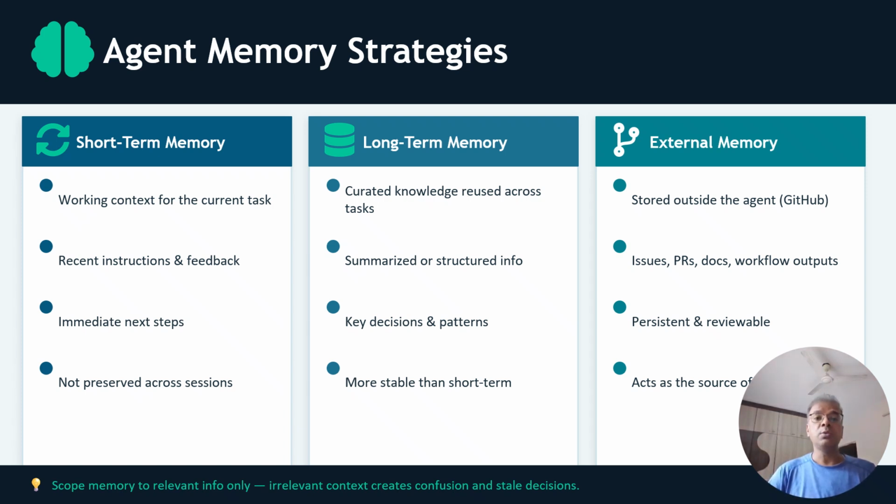So what is the key rule here? Do not flood the context with irrelevant information. As the saying goes, garbage in, garbage out. If you provide lots of irrelevant information, then the output will be bad. So you should not flood context with irrelevant information. It causes stale or confused agent decisions.